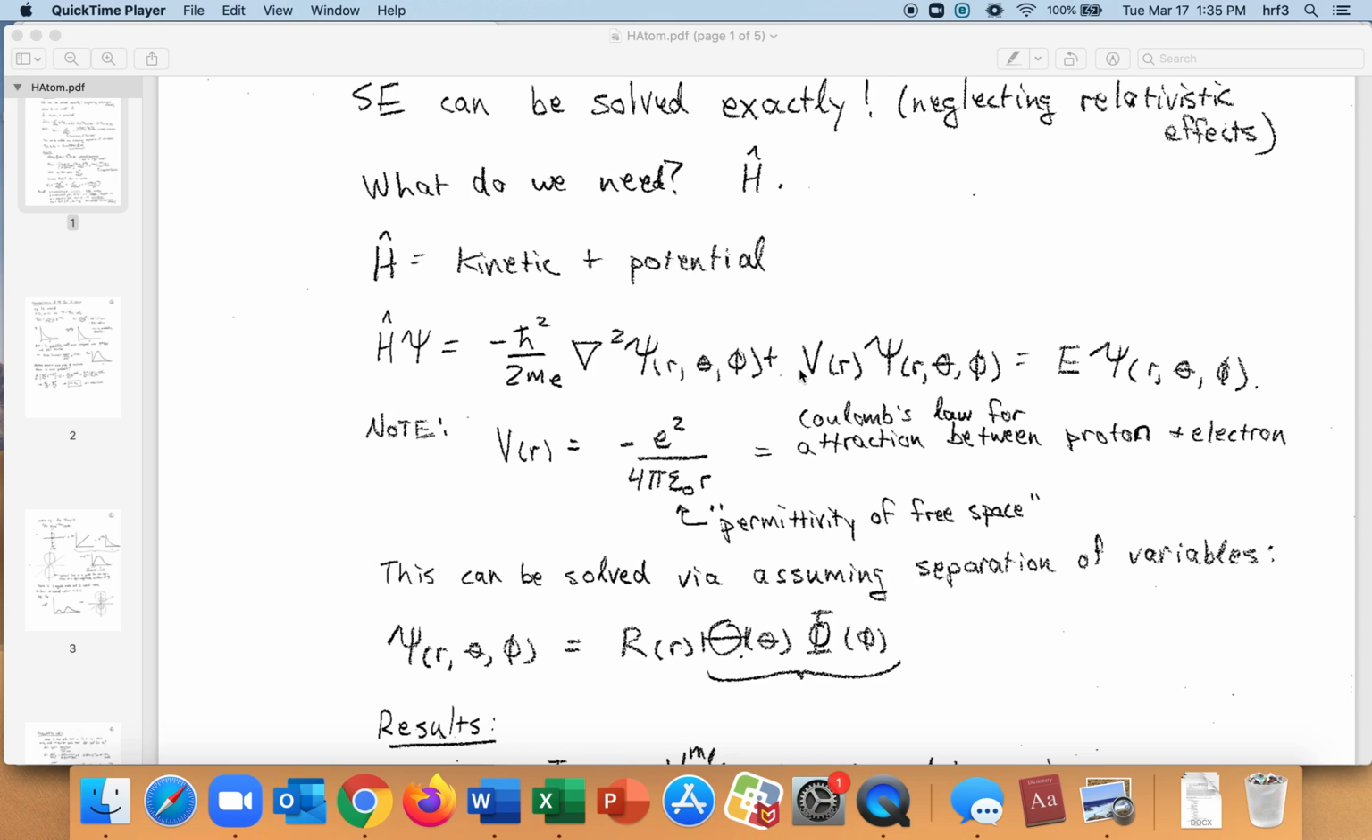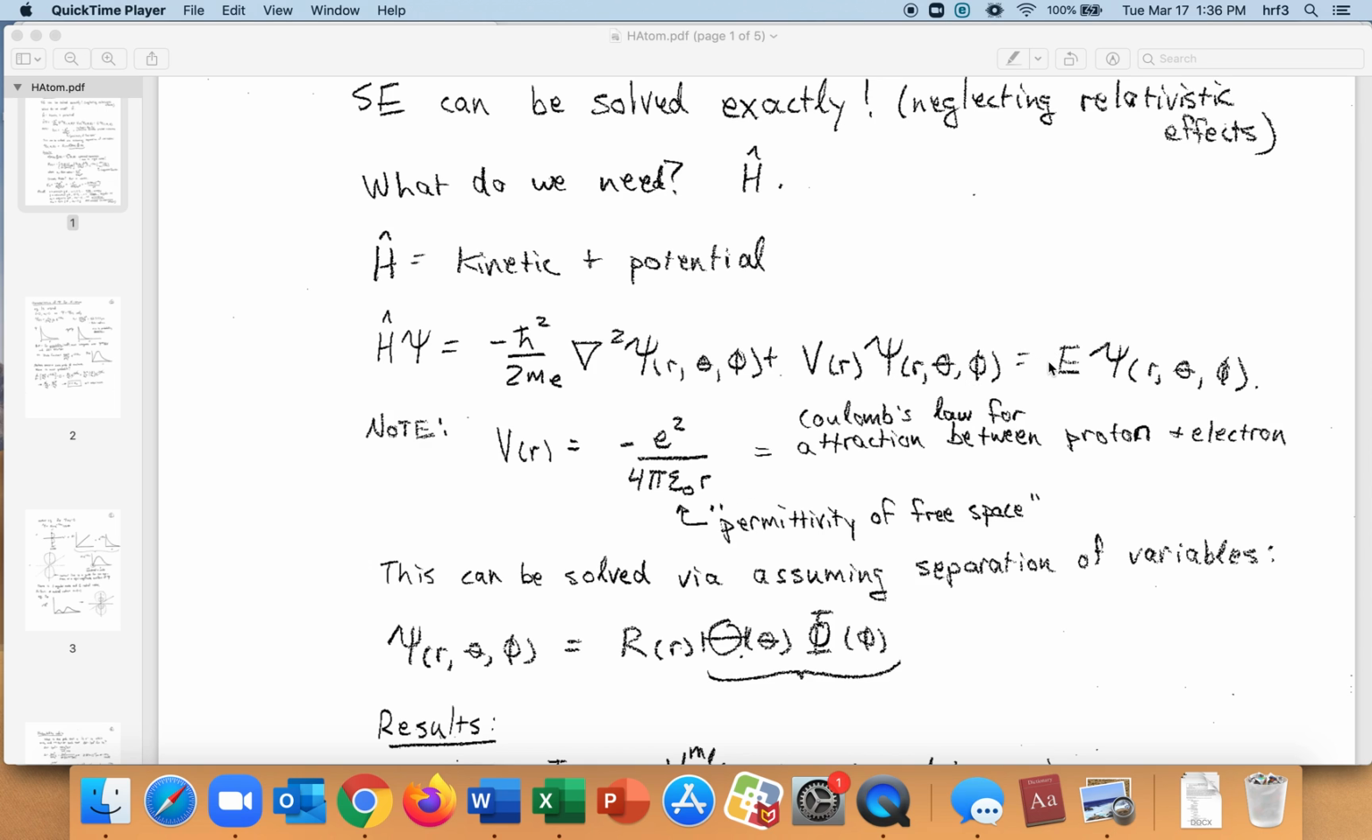And then plus a potential term. So here's a potential term, V of R, which will be Coulomb's law, basically the attraction between the proton and the electron. Coulomb's law, if you remember from physics, is negative the charge of the electron times the charge of the proton. That's where the negative comes from because the electron's negatively charged. And they both have the same charge as the electron. So this is just the charge of the electron squared, and then some constants, 4 pi epsilon naught. That's just part of Coulomb's law. And then R, the distance from the nucleus to the electron.